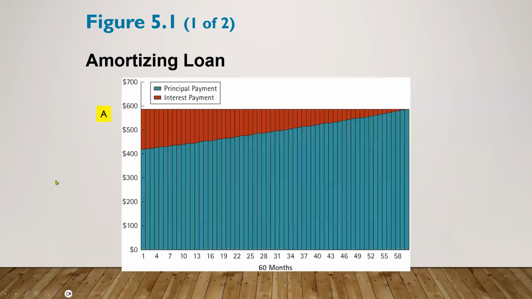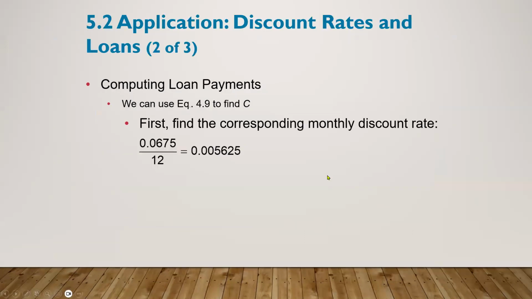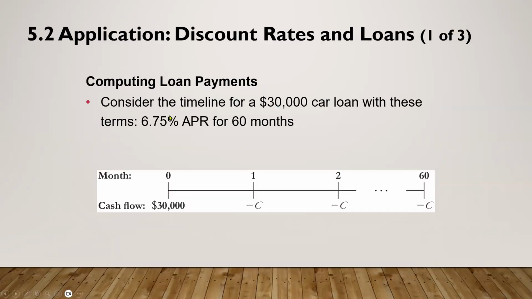Let's go back to it so you can see. There's the $590.50 that I was talking about. And here we're talking about the $30,000 car loan with 6.75% APR for 60 months.